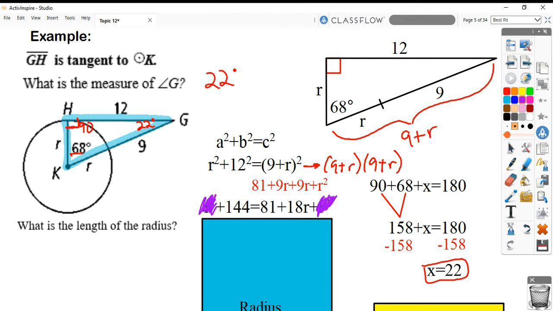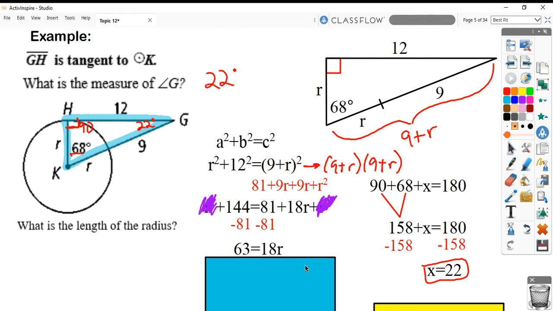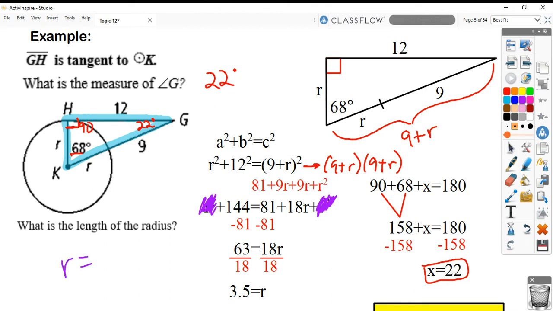All we've got to do now is get this R by itself. So first we send home the friends. We subtract 81 from both sides, which gives us 63 equals 18R. And then we send home the family members. Remember, R is throwing a party. He's got friends and family members. We send home the family at the end of the party, and it gives us that R equals 3.5. That's our radius. R equals 3.5.